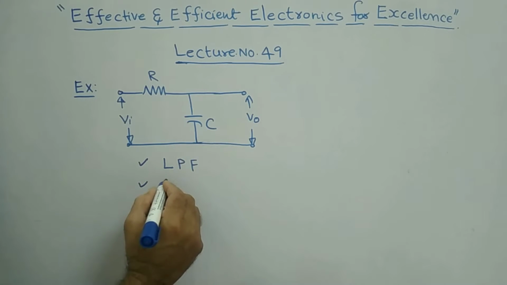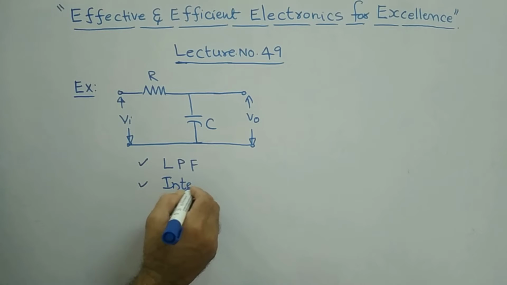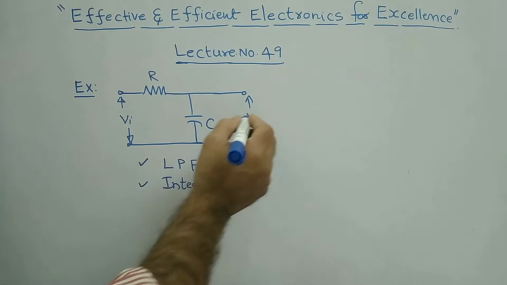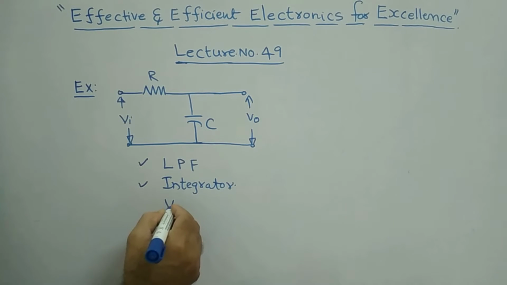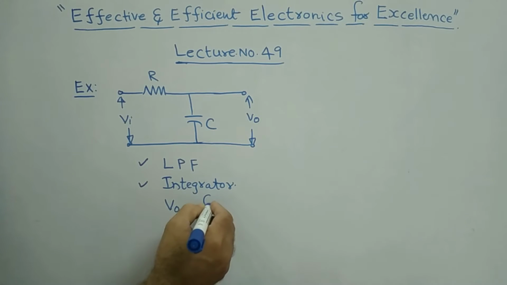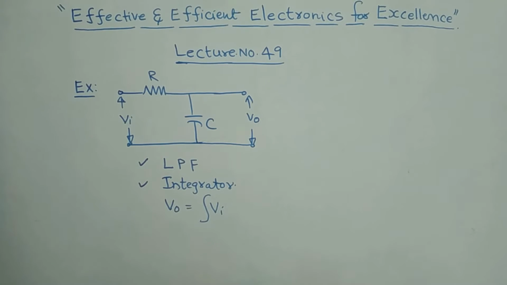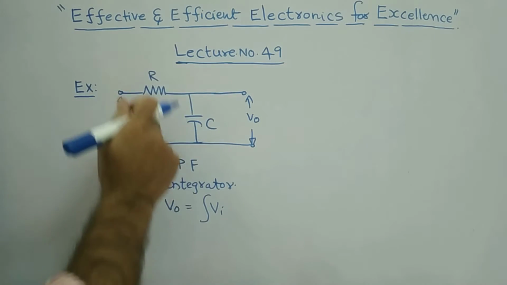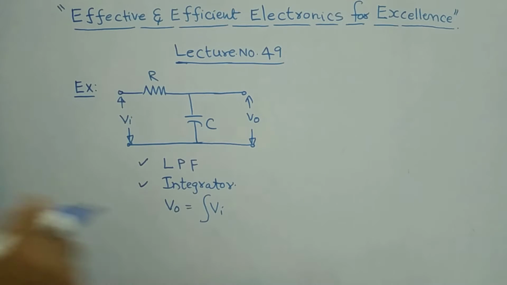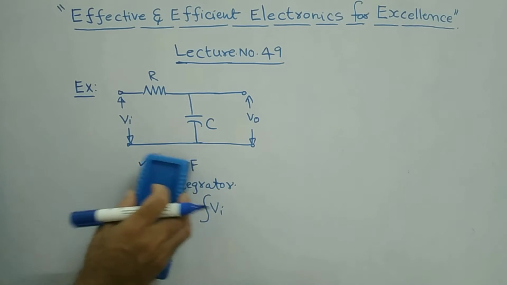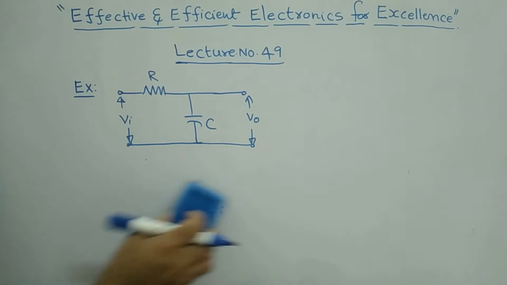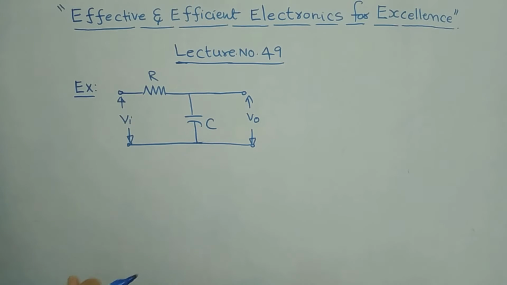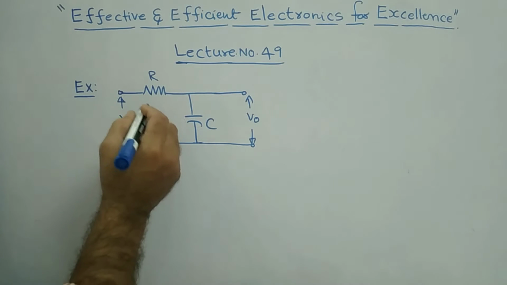It also acts as an integrator. Integrator means your output V naught is equal to the integral of your input. So the output is nothing but the integral of the input, which means it is an integrator circuit. Clear? That is the basic thing in electronic circuits. Wherever we need an integrator, we will use this RC circuit. Clear? Now let us see.